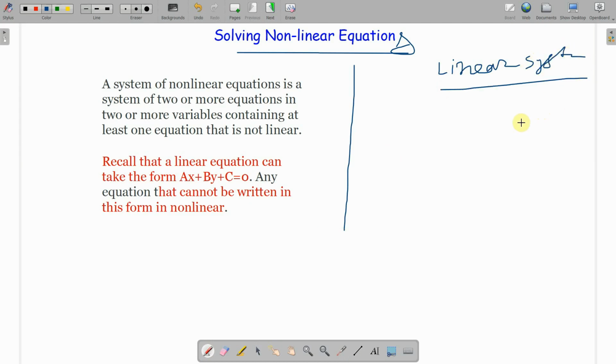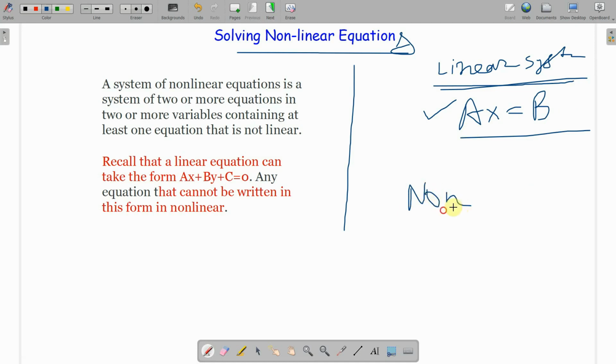Not that one. In matrix form, for the linear system, it should be Ax equals B. Remember? Yes, sir. So this is giving you the linear system. If any equation or set of equations does not follow this kind of formula or this matrix identity, then we'll say it's a nonlinear equation.